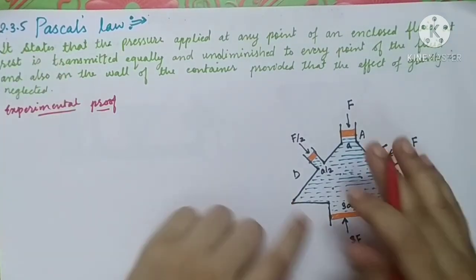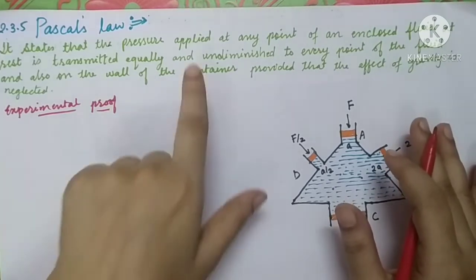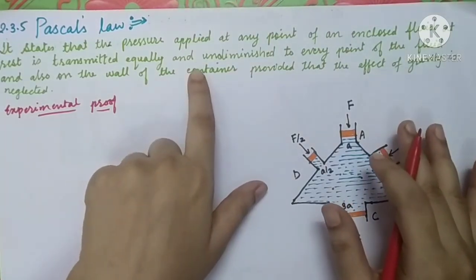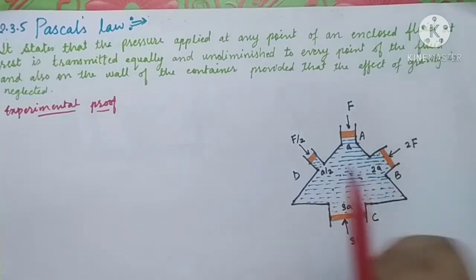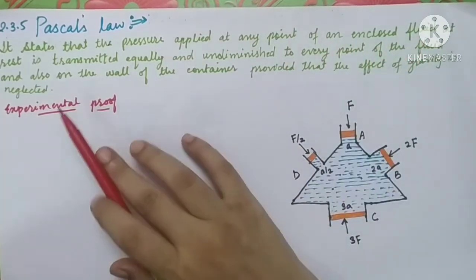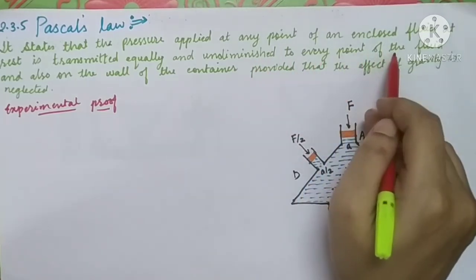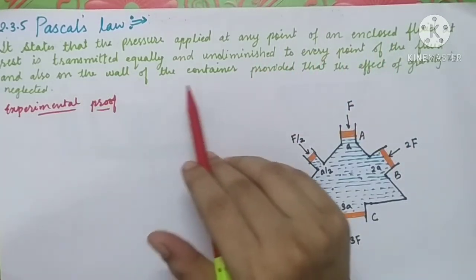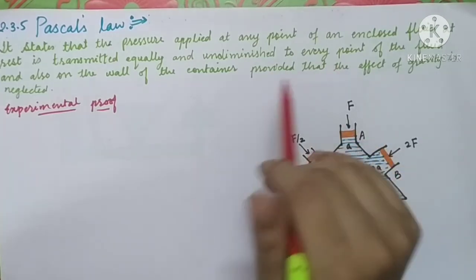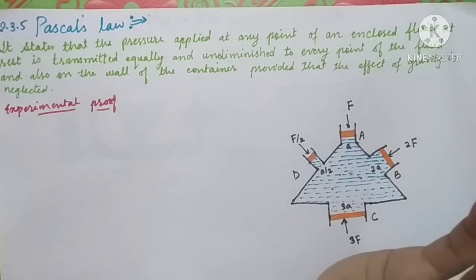Obviously we are going to have a proof of it. We will see the proof of Pascal's law, then we are going to accept this statement. So according to Pascal, the pressure applied at any point of an enclosed fluid at rest is transmitted equally and undiminished to every point of the fluid and also on the wall of the container, provided that the effect of gravity is neglected. It means pressure applied to any fluid is transmitted equally. That is the meaning of this statement.